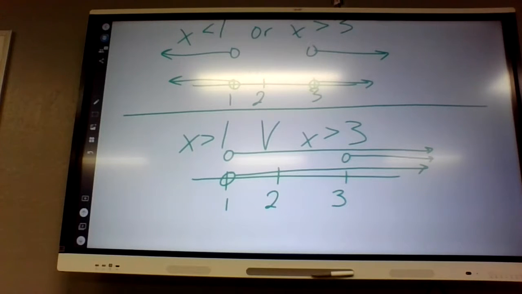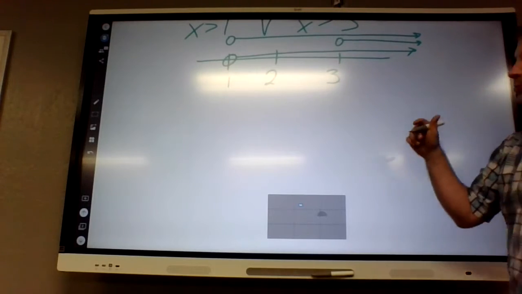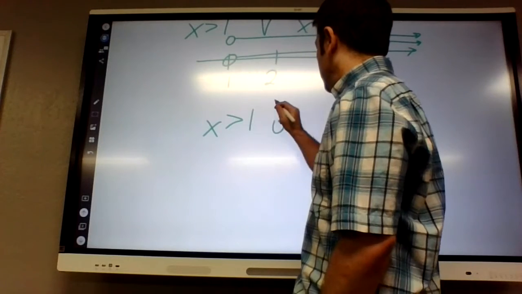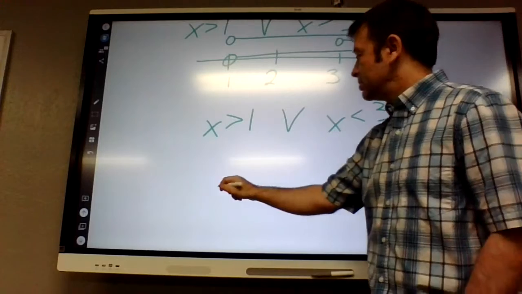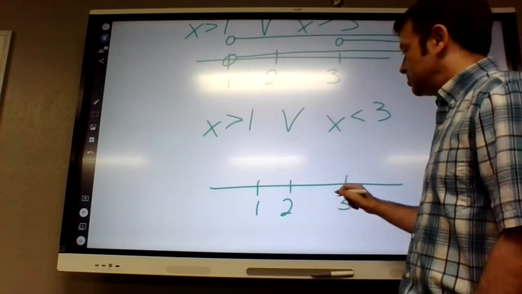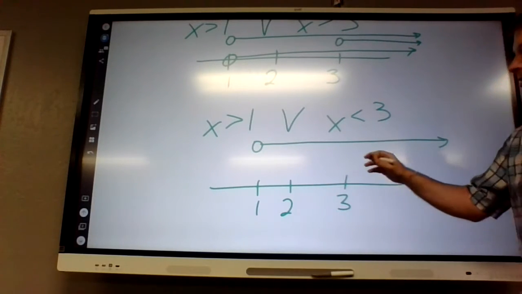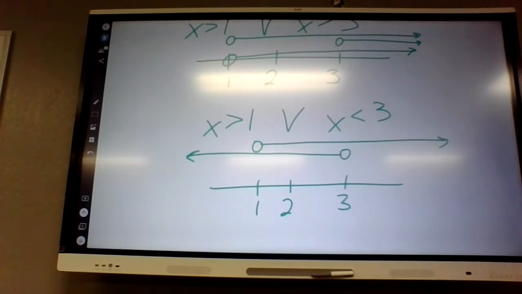And we've got the last case coming up, the weirdest one, I should say. x is greater than 1 or, I'll use the or symbol, x is less than 3. Okay, x is greater than 1, that would be all these numbers, or x is less than 3, that would be all these numbers. Just a solid line. Yeah, that covers everything.